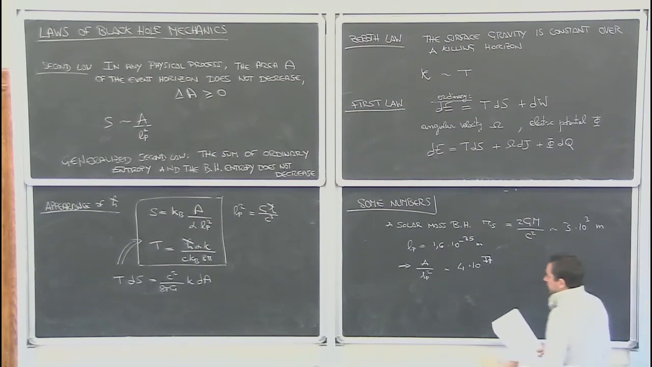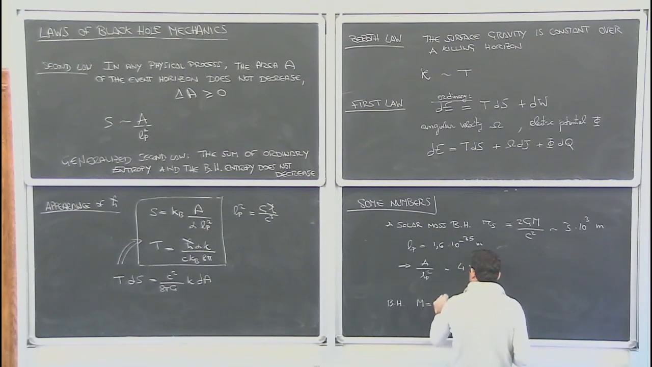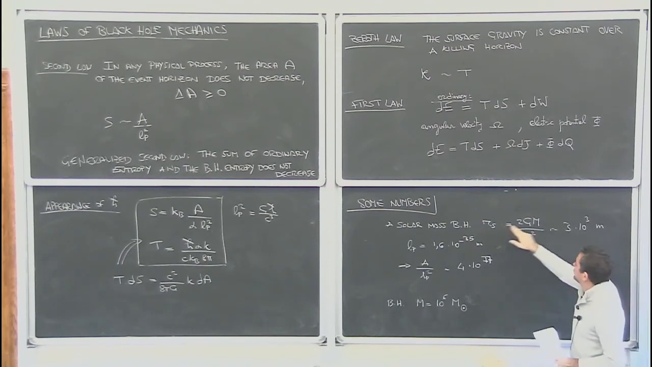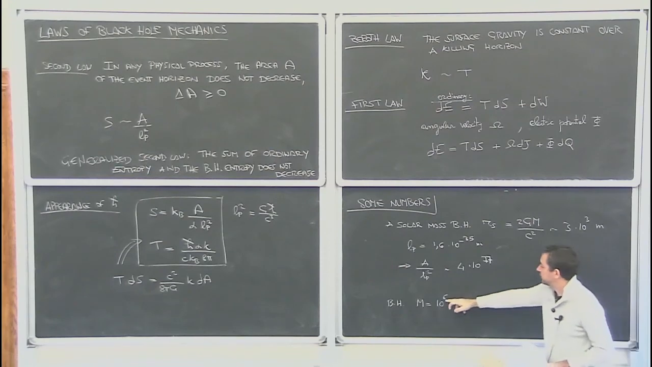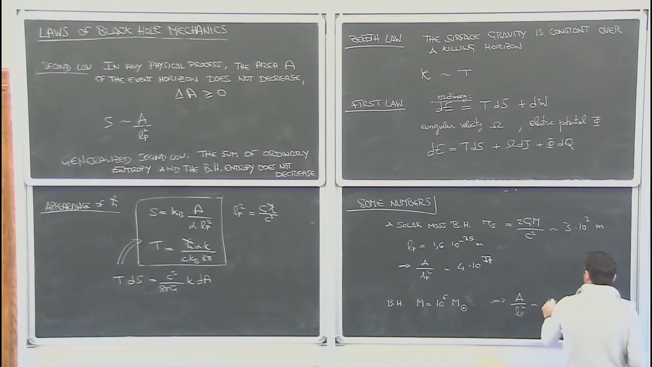If we take a black hole of mass 10 to the 6 solar masses, then we have an enhancement. Again, the radius is proportional to the mass, so the area is 10 to the 12 more. So the entropy, A over LP squared, is 10 to the 90 roughly, measured in units of the Boltzmann constant. So this exceeds the thermodynamic entropy of the universe.